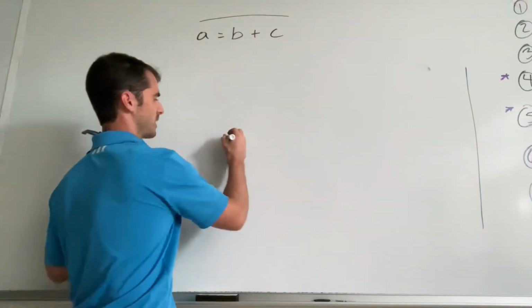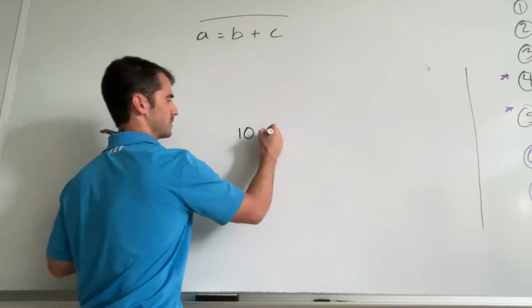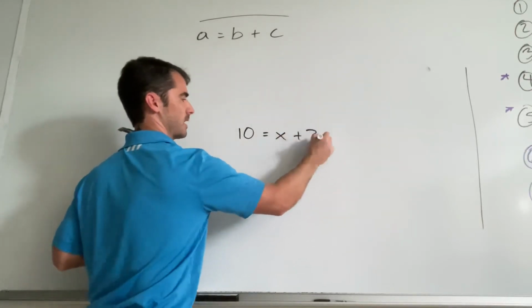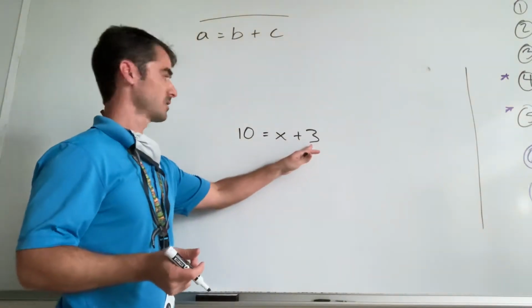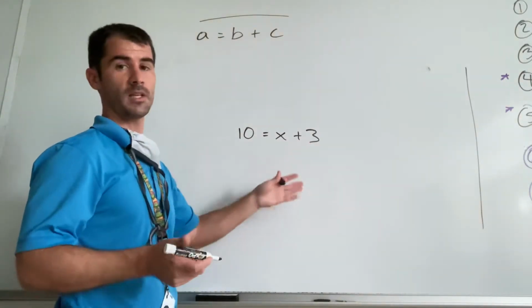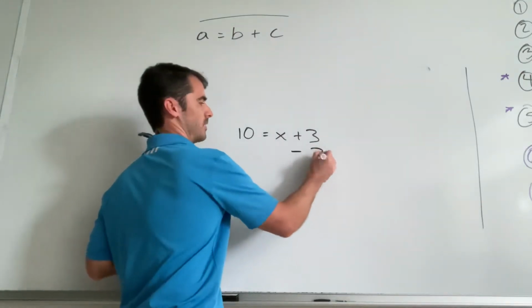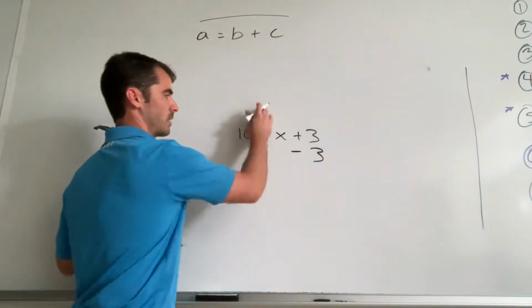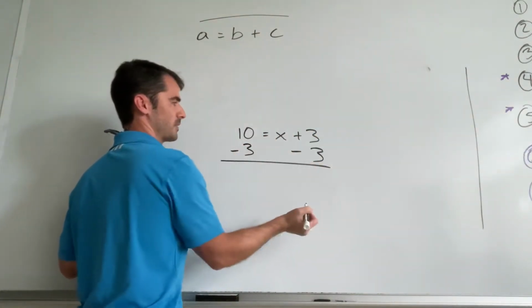If we have something like 10 equals x plus 3, and we want to solve for x, we've got to get rid of this 3. The only way to get rid of adding 3 is to subtract 3. And if I subtract 3 from one side, in order to keep this an equal statement, I have to subtract 3 from the other side.